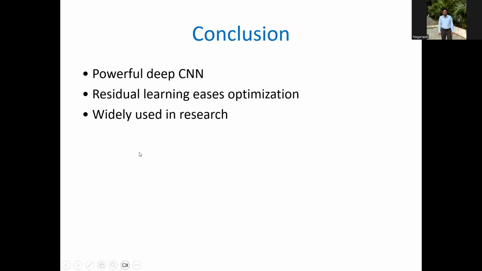So what can we conclude here? ResNet 152 is one of the powerful deep CNNs, consisting of residual learning, which eases optimization. It is widely used for research, and it has proven its robustness and accuracy and increases the segmentation accuracy. Later, you can implement ResNet along with loss functions for better segmentation accuracy and to improve the quality of the image.